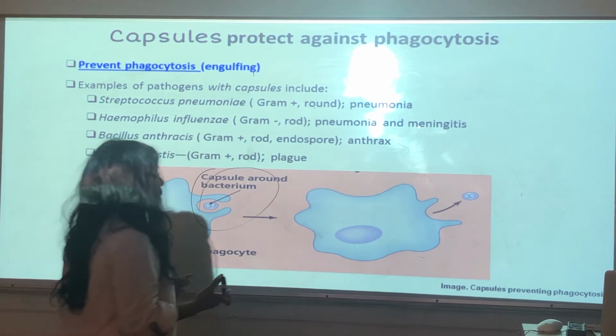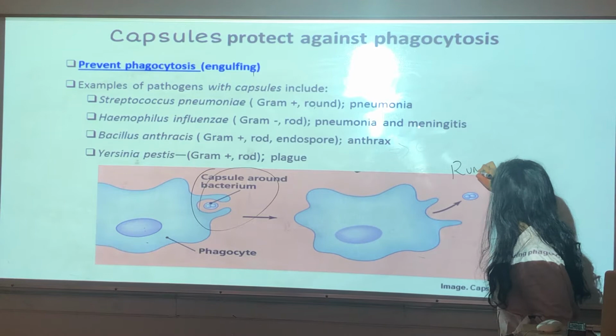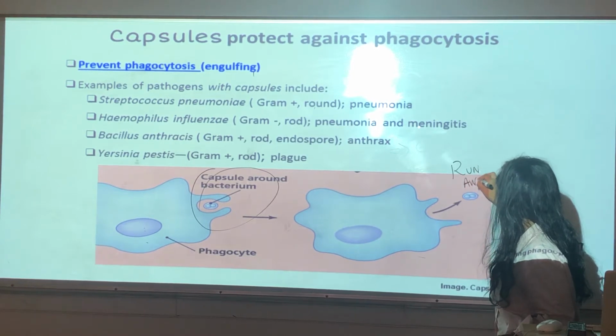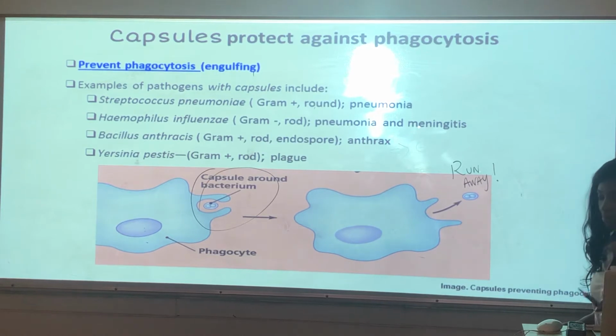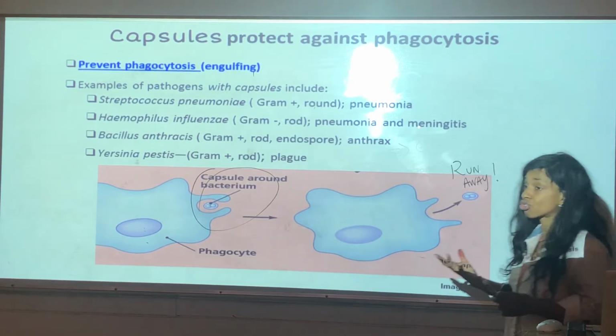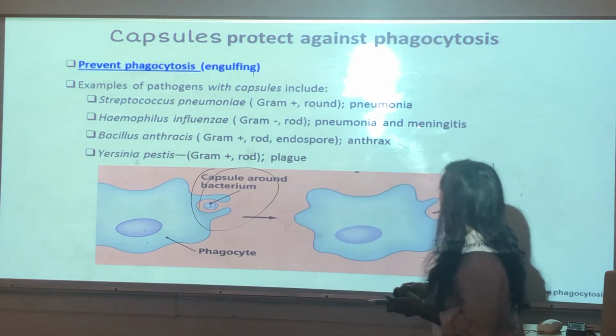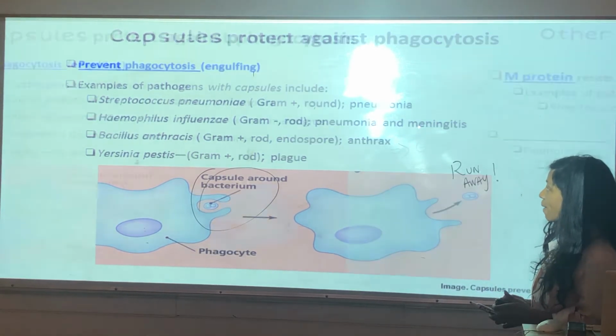So what happens is it's not successful, and the foreign invader will escape or run away. More than likely the capsule has substances, that sugar on the capsule, that are recognized as host, so they don't recognize it as foreign. So that phagocyte doesn't try to eat it. Again, they get away.